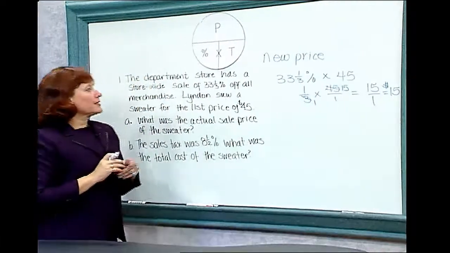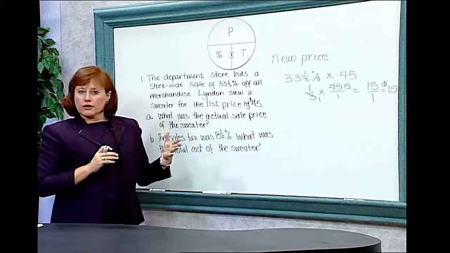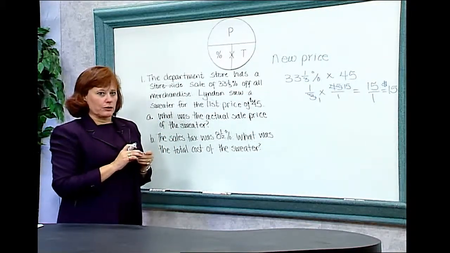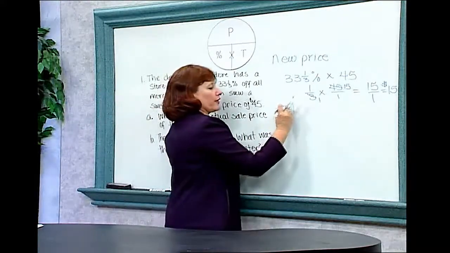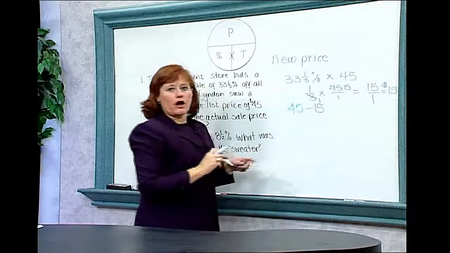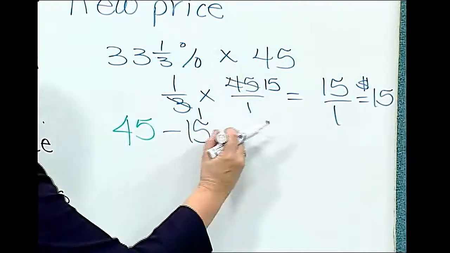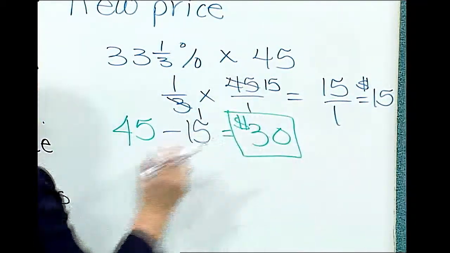I need to remember what that represents. In the problem, it said this was 33.33% off. That is not the cost of the sweater, but rather how much is marked off the cost of the sweater. So if my sweater started out at a price of $45, the discount gave me $15 off. I'm going to subtract $15. That would mean the new price of the sweater is $30.